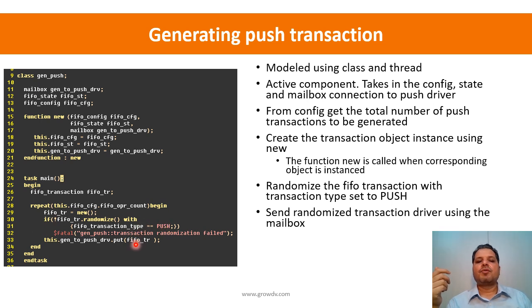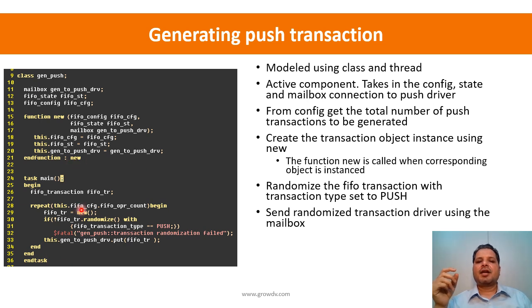And then once we have created it, if the randomization is successful, then what we are doing is taking that transaction and putting it into this gen to push driver mailbox, right? And as you know, this mailbox connects to our push driver, right? And the push driver is capable of taking this particular transaction through its peek, process and get to be able to drive it out on the FIFO push interface, right? So that is what is going to happen.